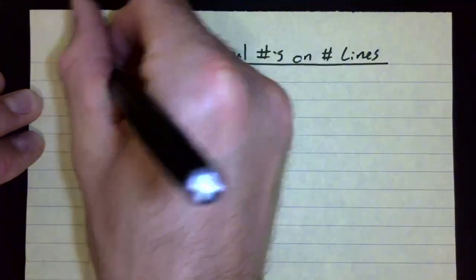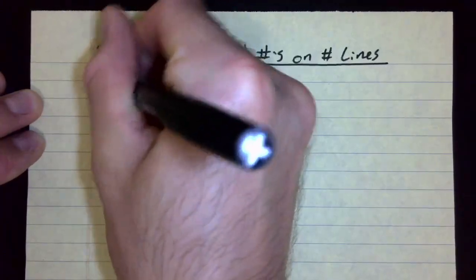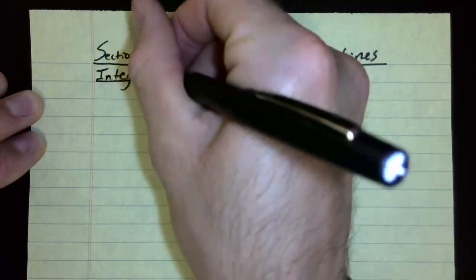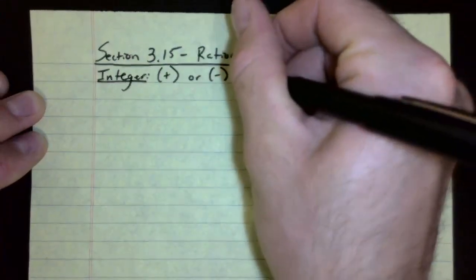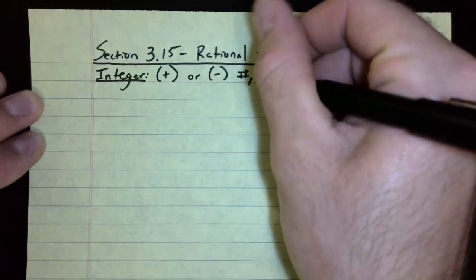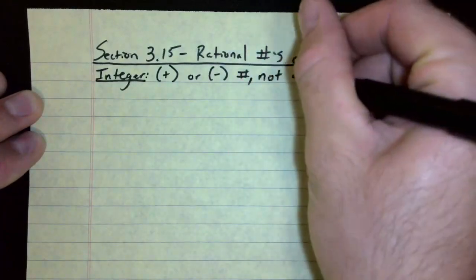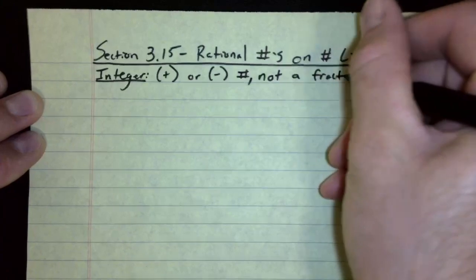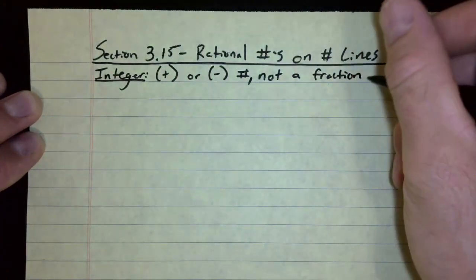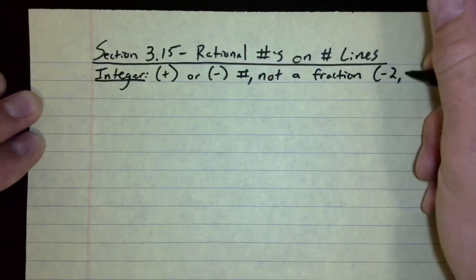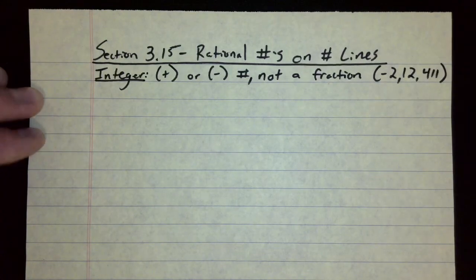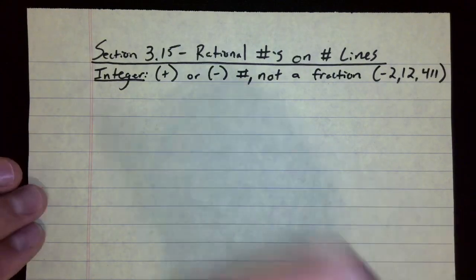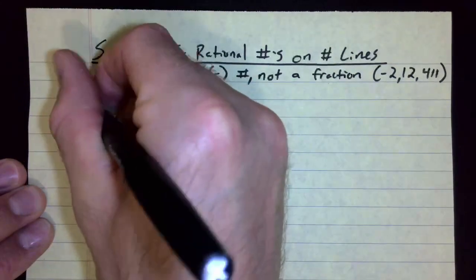So we know what an integer is. An integer is a positive or a negative number that is not a fraction. So for example, when we see a -2, a 12, or a 411, those are all integers. Okay? Now today we'll take a look at rational numbers.